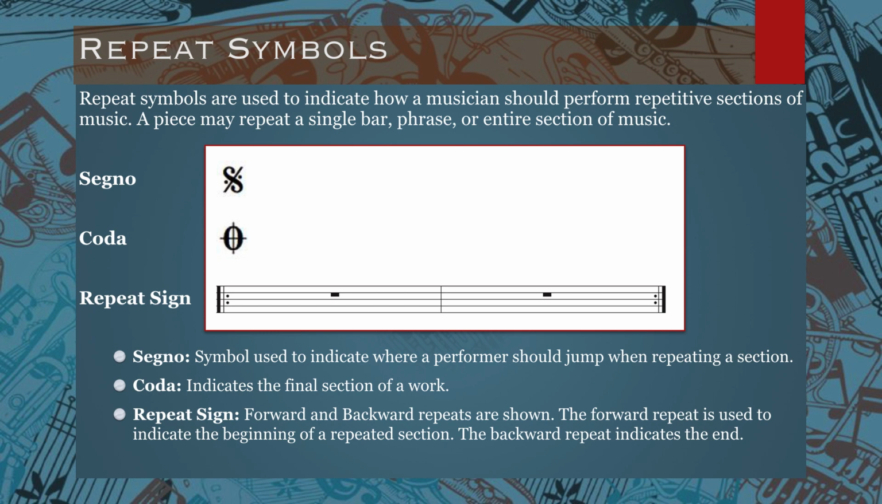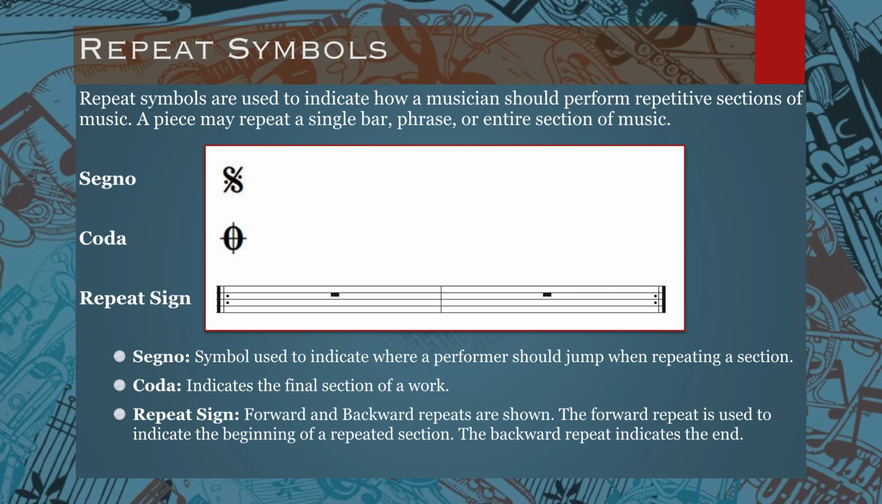So you've got your SEGNO sign. That's your first symbol, and it basically just translates to the word sign. Then you have your CODA sign. It looks like a target. And then the repeat sign. The repeat sign actually consists of two parts. There's a forward and a backward repeat. If the forward repeat isn't there, it just means you go back to the beginning of the piece.